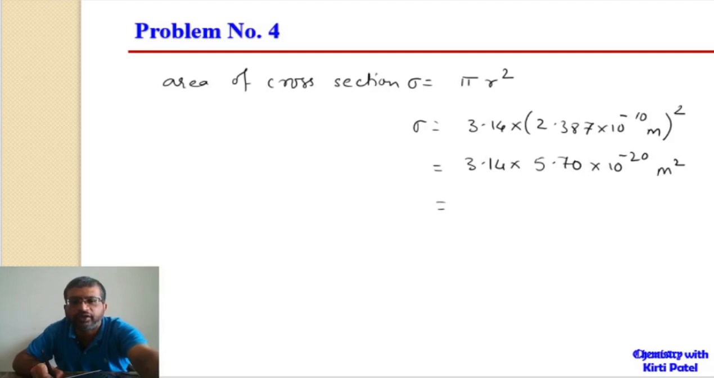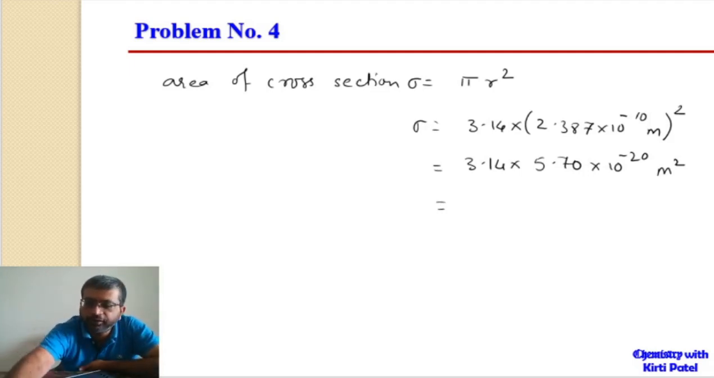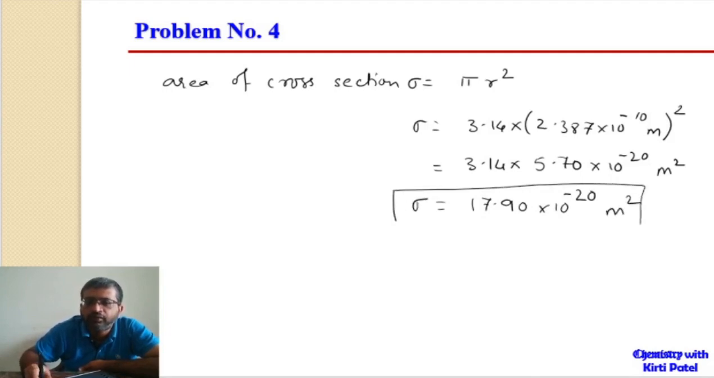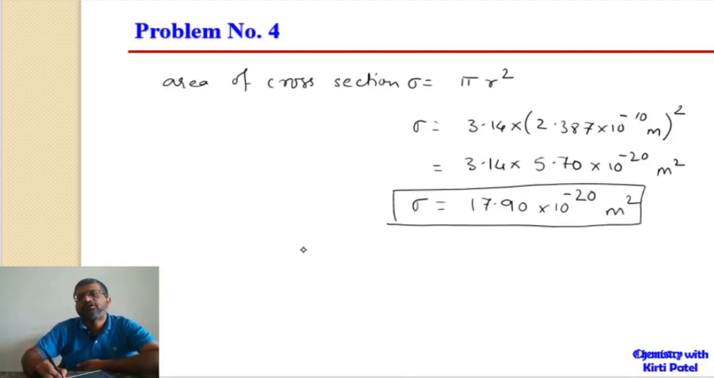This when we calculate, 5.70 into 3.14, we will be getting it as 17.90 into 10 raised to minus 20 meter square. So this will be the area of cross section of methane molecules. This is how we can calculate the area of cross section.